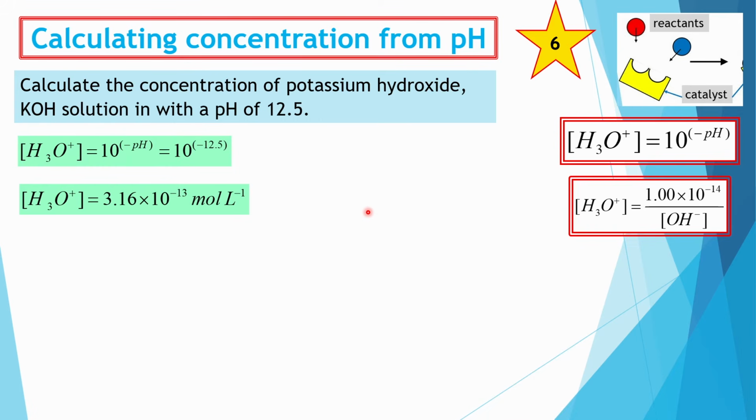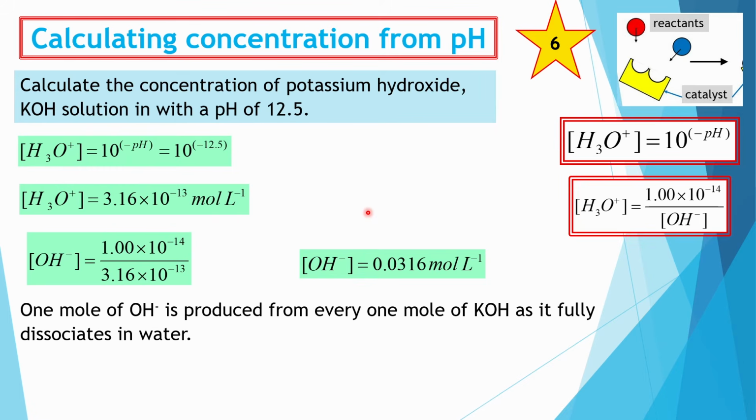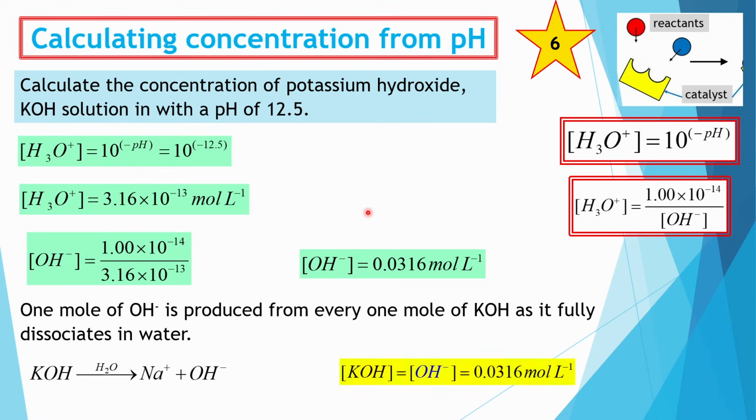And remember, the equilibrium constant of water says the concentration of H3O+ times the concentration of OH- equals 1 times 10 to the negative 14. So if I want to find the concentration of OH-, I divide 1 times 10 to the negative 14 by this number, and I get 0.0316 moles per litre. So the concentration of the hydroxide ion is this, but because 1 mole of potassium hydroxide produces 1 mole of hydroxide ion, this is also the concentration of potassium hydroxide.